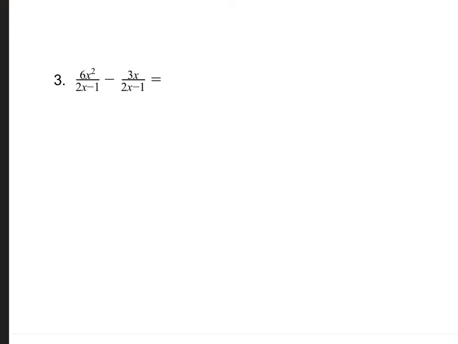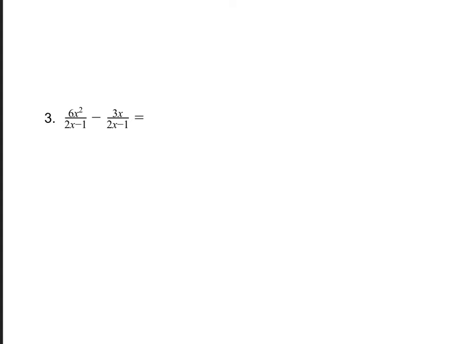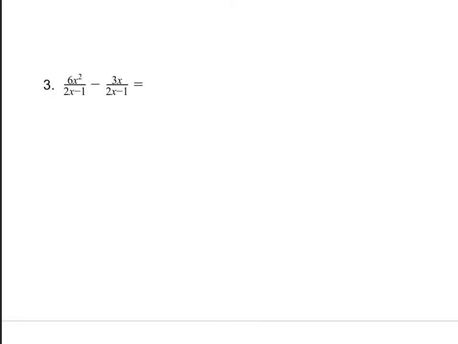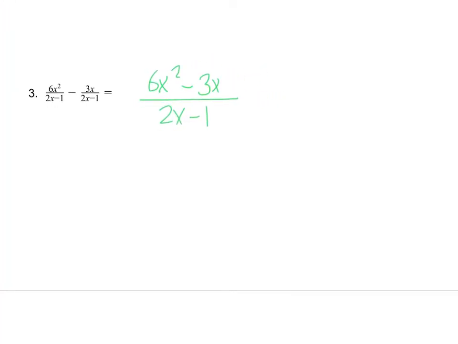So again, these are different terms. 6x squared and 3x are different terms, so we are going to keep them separate. So we've got 6x squared minus 3x over 2x minus 1. Remember that denominator does not change, and we're just combining those numerators. And again, our next step is to simplify. So we're going to take out a greatest common factor. In this case, we're going to take out a 3x. So the 3x comes out of the top, and we're left with a 2x minus 1.